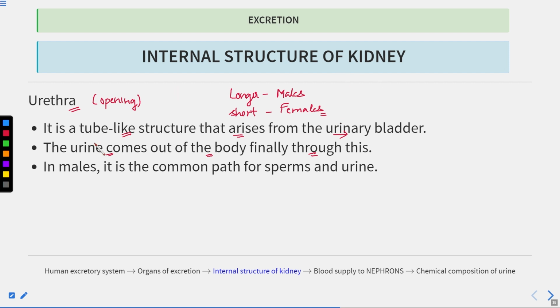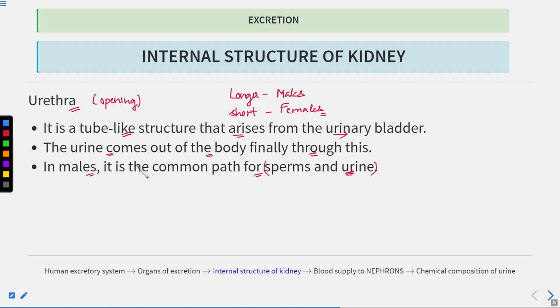Clear? Now, in males, it is a common pathway for both the sperms as well as the urine. So through the urethra, sperms are also discharged, and urine is also discharged. So it is a common pathway for the discharge of the sperm as well as the urine. So this was about the urethra, and this was about the excretory system in humans.